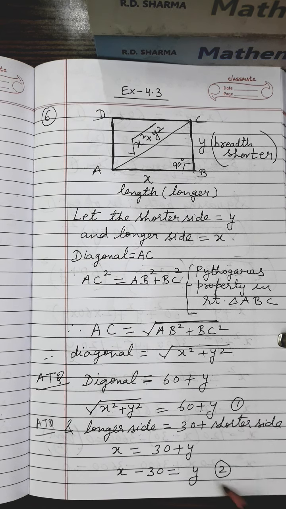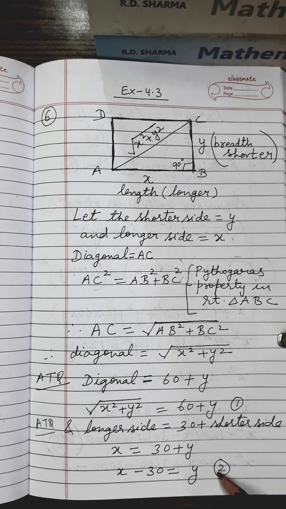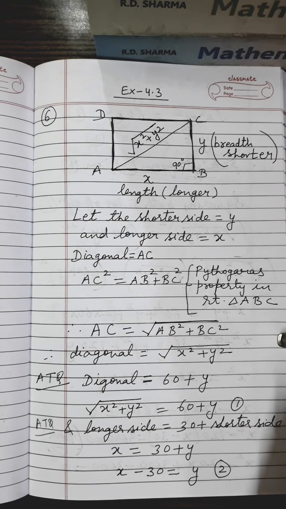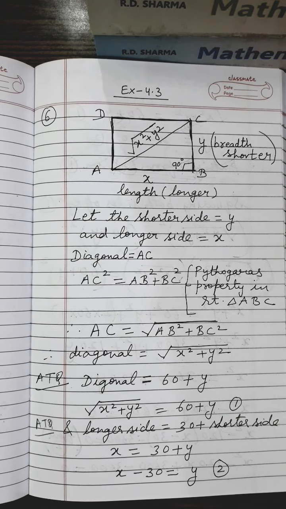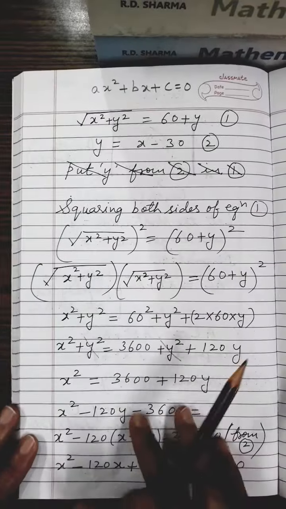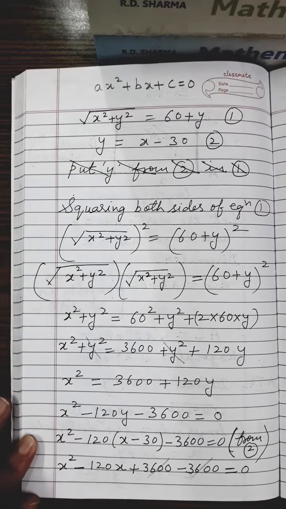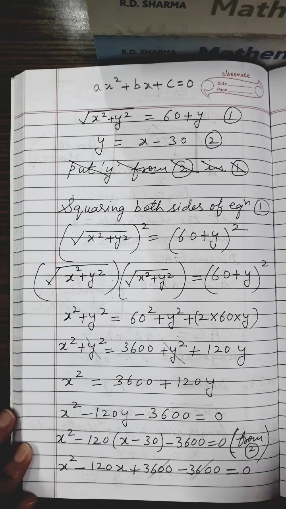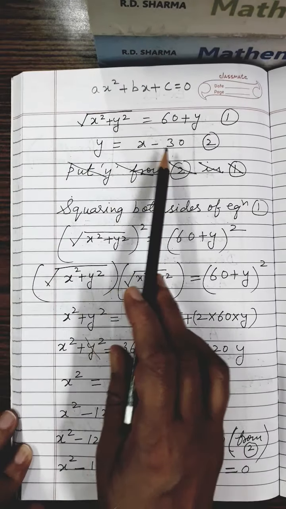Now these are your two equations. With the help of these two equations, we have to find the length and breadth of the rectangle. So what next? These two equations I am writing down again. First equation was root of x square plus y square equals 60 plus y. Second equation is y equals x minus 30.